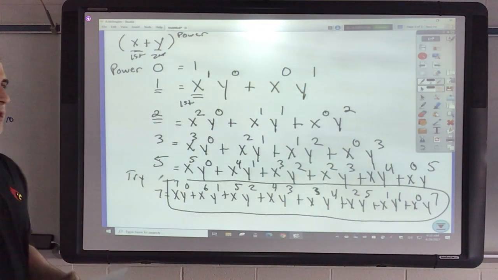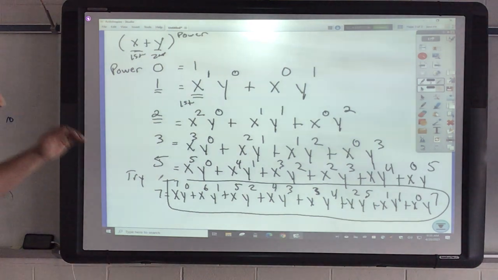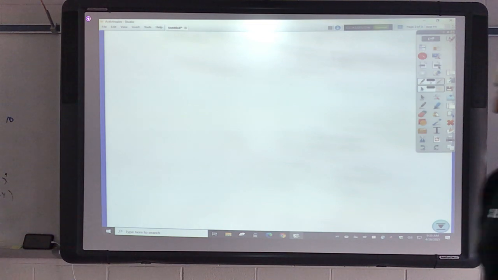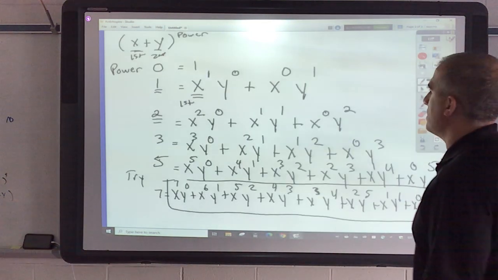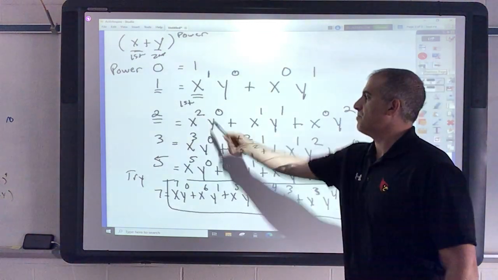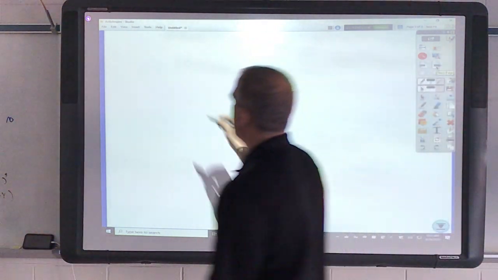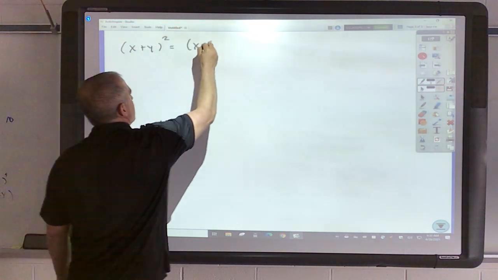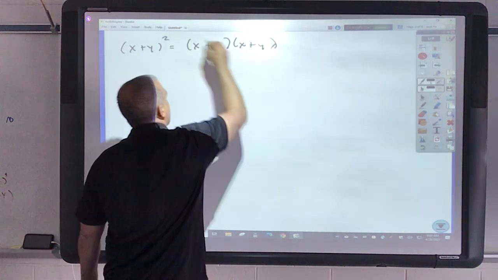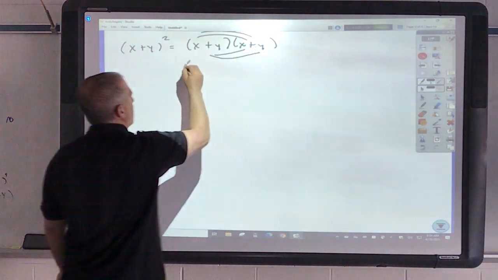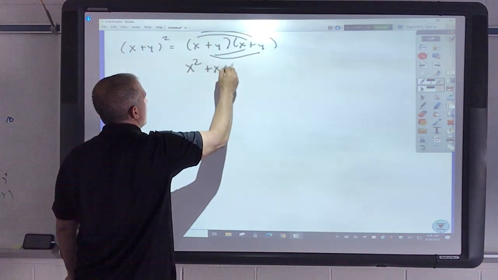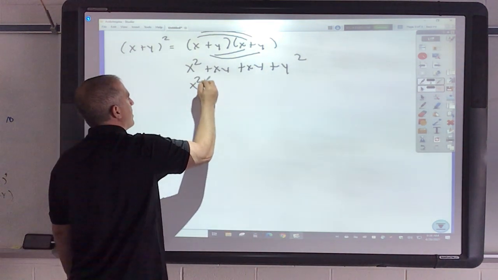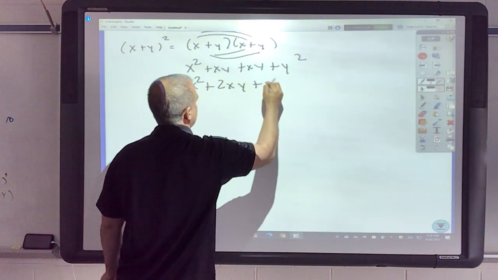So hopefully you get a little bit of an understanding of that. Why does that make sense? Let's take a simple example like we've always done: x plus y to the second power. The old school way of doing it, we would FOIL, so that's x squared plus xy plus y squared, and this would be x squared plus 2xy plus y squared.